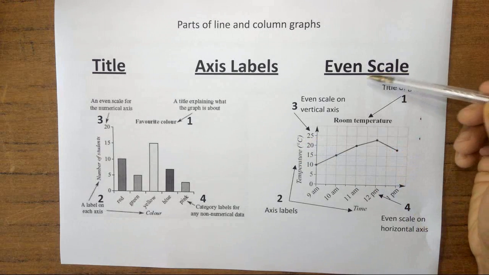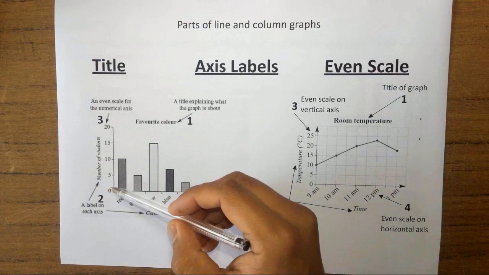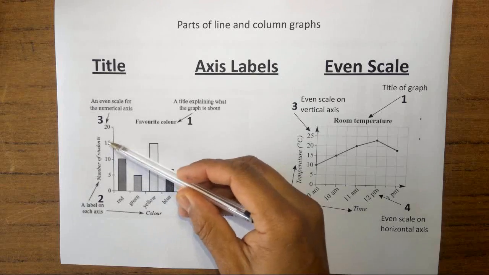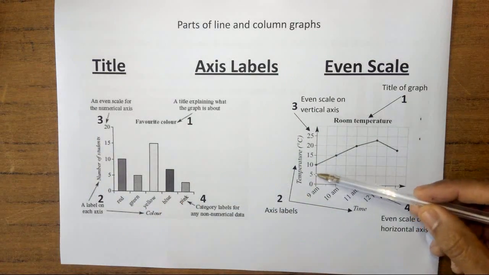And finally, the last thing they all should have in common is an even scale. If you look at the numbers going up the side, they should go up evenly. So 0, 5, 10, 15, 20. Or this side going up exactly the same.